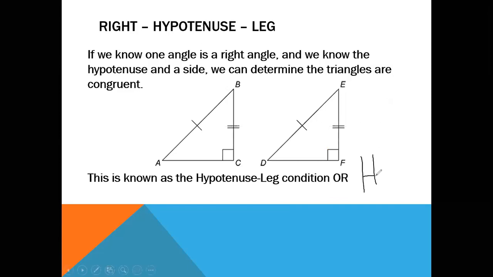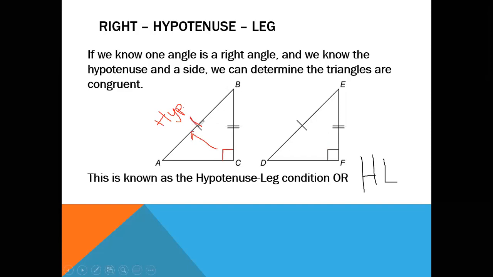So they just use HL. But it still has 3 parts because you have to have a right angle. So you have to have a right angle. And then remember, the hypotenuse is always across from the right angle. So the hypotenuse is across from the right angle.